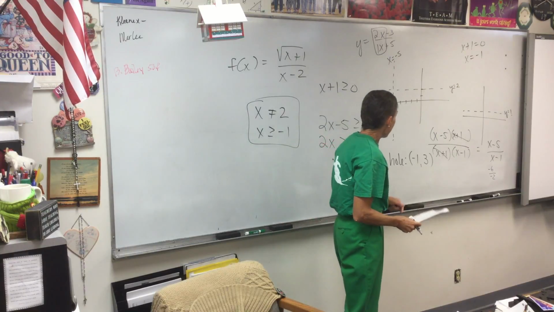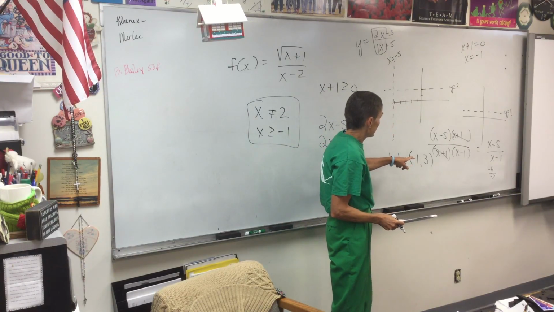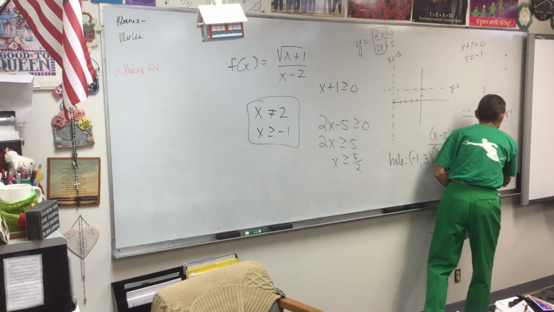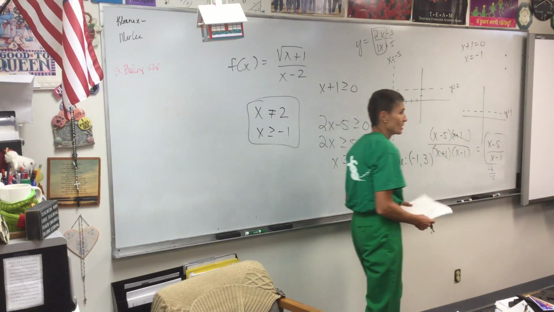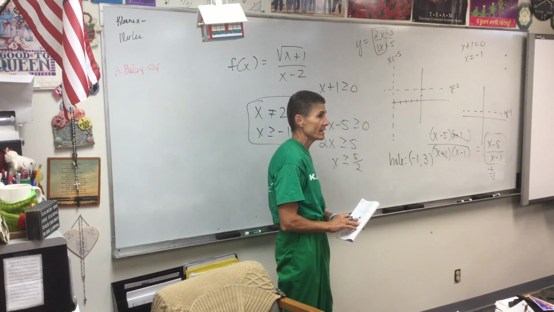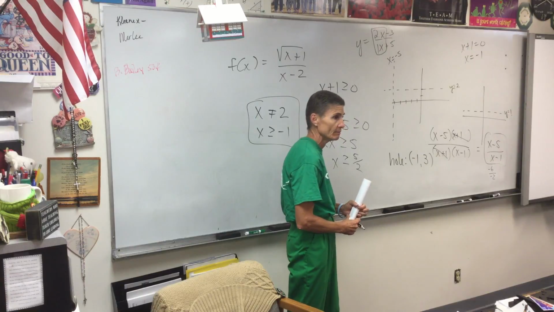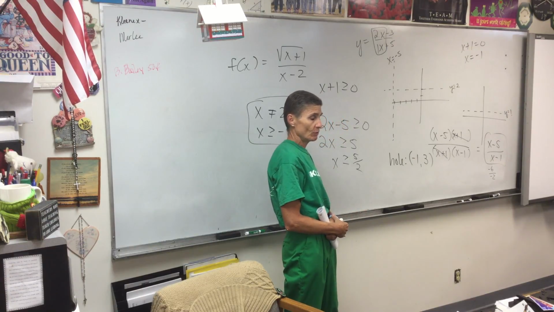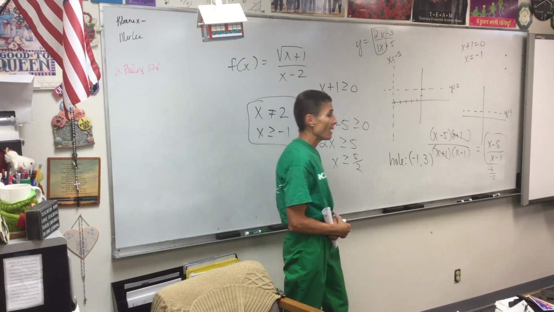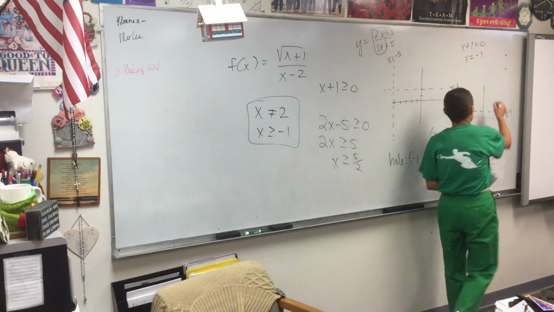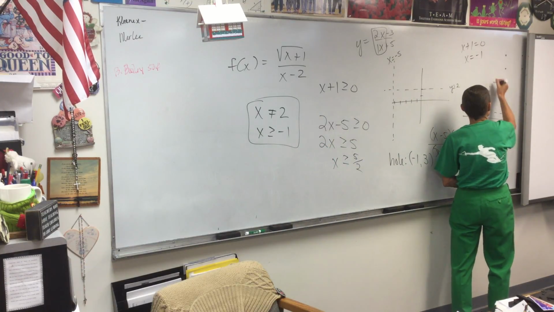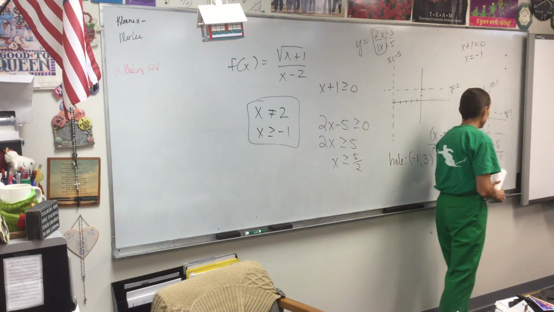Okay, now take a look at what's left. Do I have any vertical asymptotes left after I canceled? Is there anything left down there? Yeah, where's my vertical asymptote? At x equals 1. Why is my vertical asymptote at x equals 1?